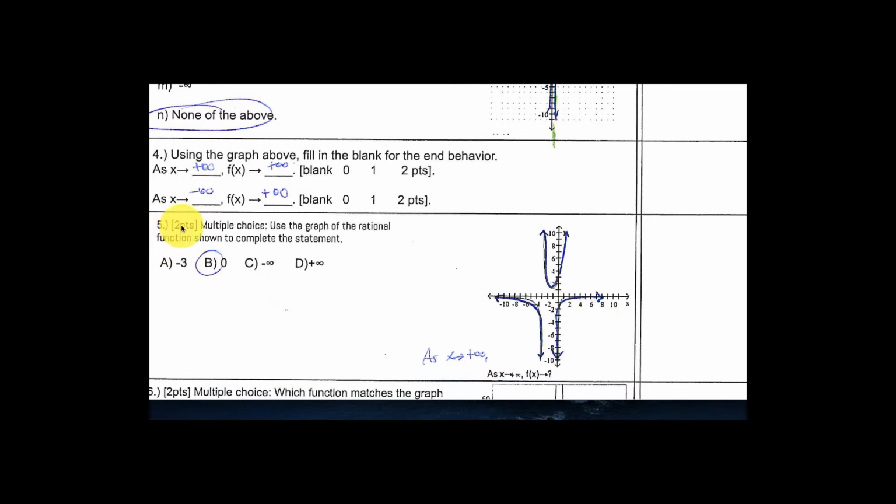Question number 5, multiple choice. Use the graph of the rational function shown to complete the statement. And it was kind of hard to see, but it was down here as x approaches positive infinity. So as you go towards the right, what's happening to the graph? So here you have a rational function graph that looks like it has 2 vertical asymptotes and 1 horizontal here. And as you're going towards the right, what's happening is this graph right there is approaching a number, getting close to, on the y-axis, that would be 0. So it is approaching f of x values of 0, which is b.